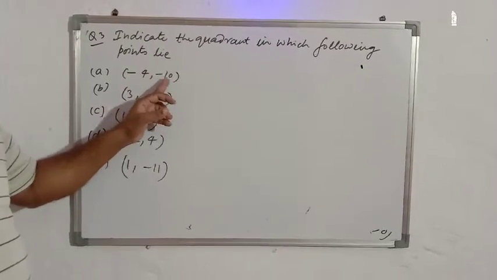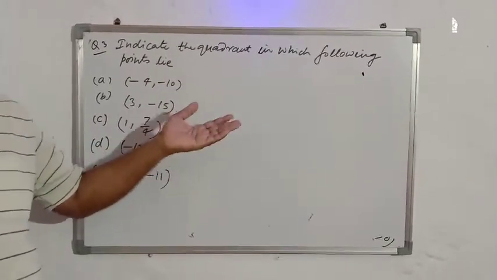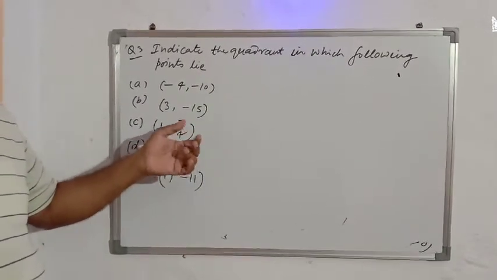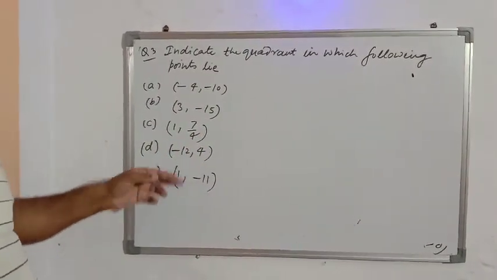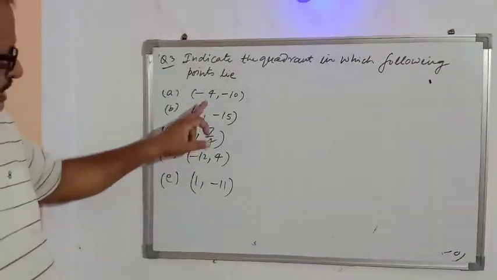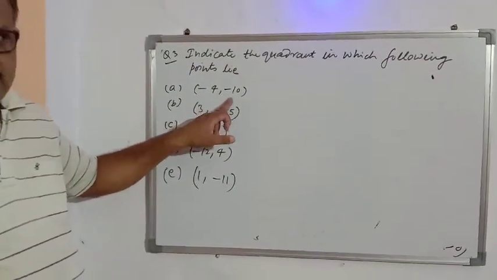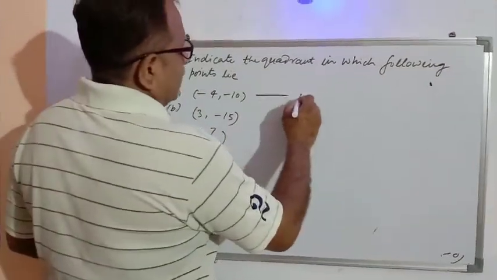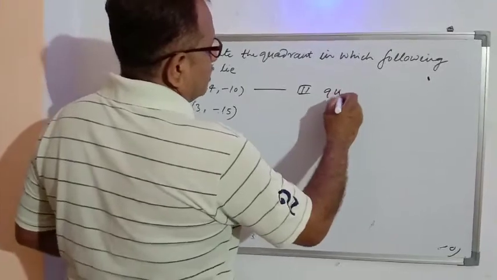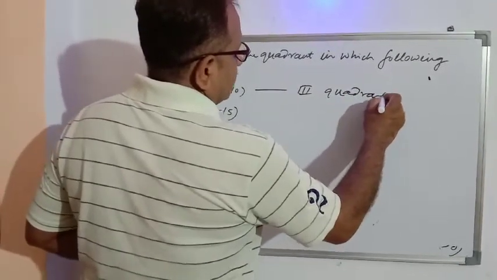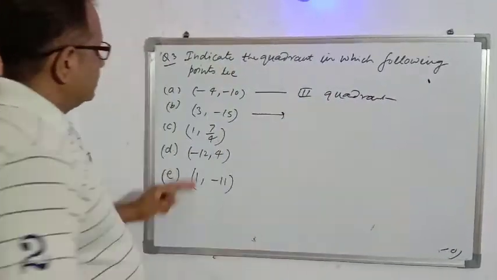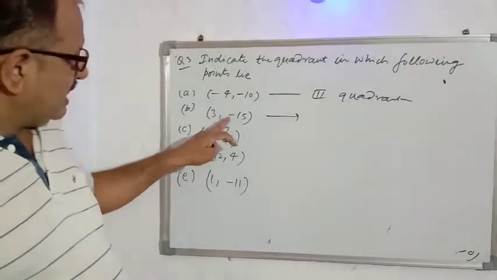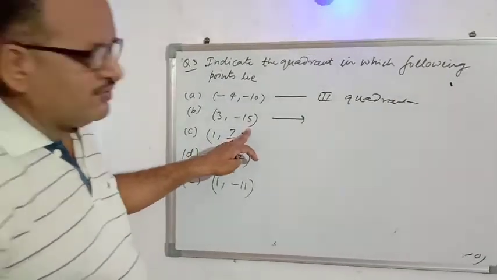If the sign of both components is positive, it will lie in the first. If the sign of the first is negative and second positive, it will lie in the second. If both signs are negative, it will lie in the third. So see the first one. The sign of both components is negative, so it will lie in the third quadrant. See this one. The first component is positive and the second is negative, so it will lie in the fourth quadrant.